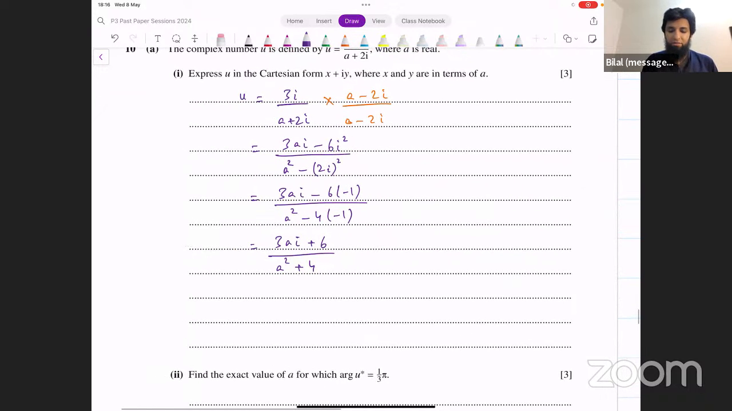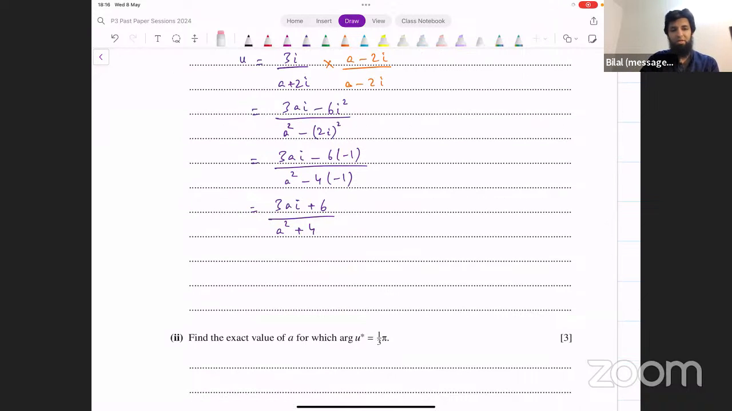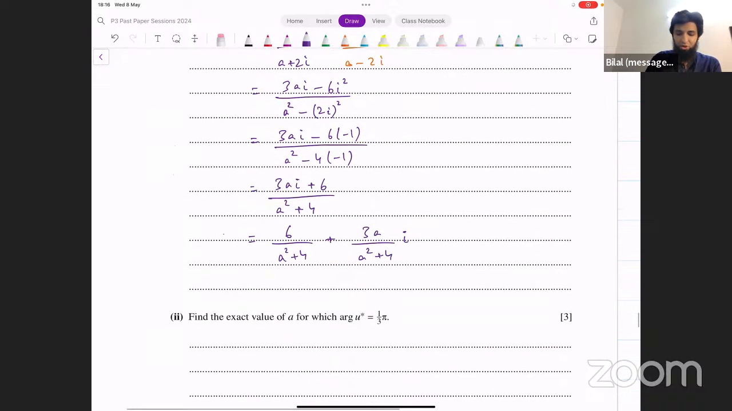Now you need to write this in the form x plus yi. Generally, what you should do is write the two terms separately, real part separate, imaginary part separate. In this case, what's the real part? The real part is where you do not have i, so that will be 6. Split this fraction into two parts, write the real part first. That becomes 6 over a squared plus 4. And then the imaginary part, that is 3a over a squared plus 4, times i. This is what u turns out to be.